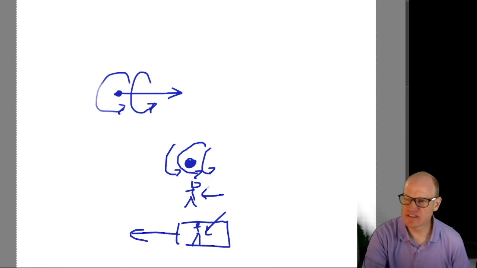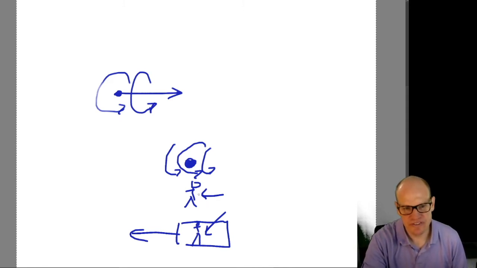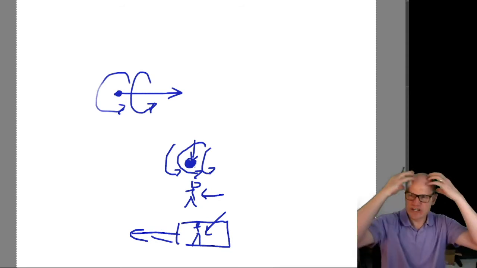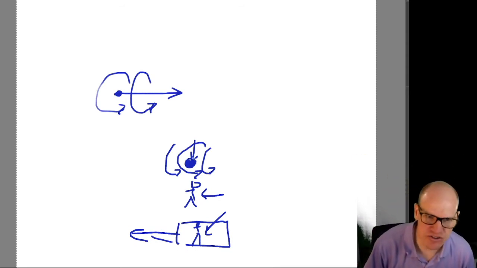So the presence of the magnetic field depends on your reference frame. This person that's stationary with respect to that electric charge would not see the magnetic field. This person that is moving with respect to that electric charge would see the magnetic field. That's crazy.